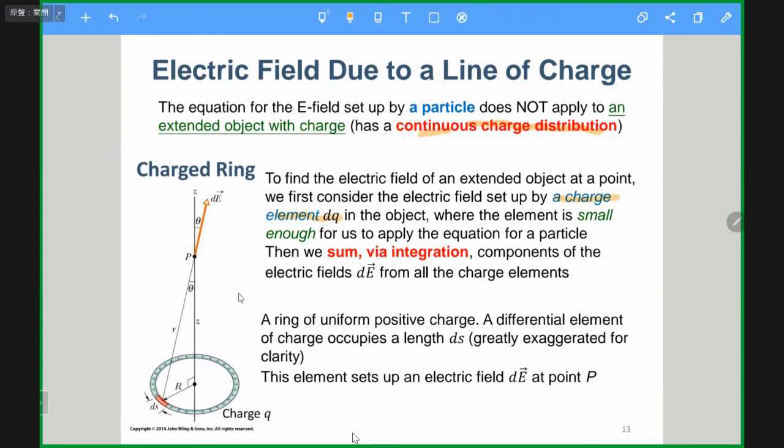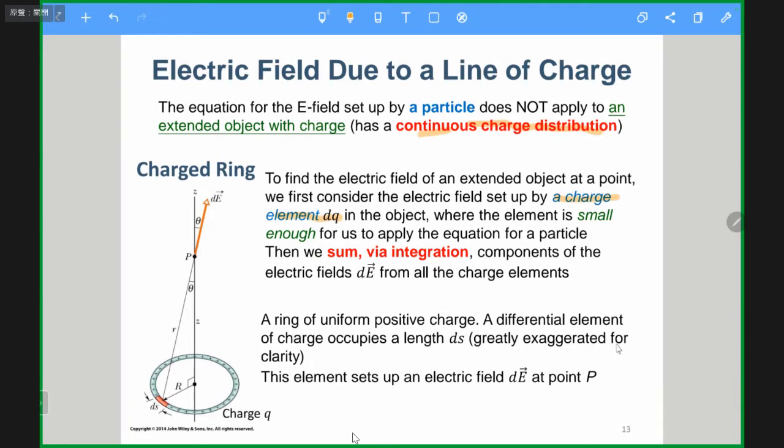So we try to separate it into small packets. And then we consider a small packet as a single charge. Then we calculate the dE, the small amount of E field generated by this small packet. So we have many dE, and then we add them together. Of course, to add these dE, we actually need to use integration, like the Riemann sum. Okay, so a ring of uniform positive charge, and so on, a differential element of charge occupies the length ds.